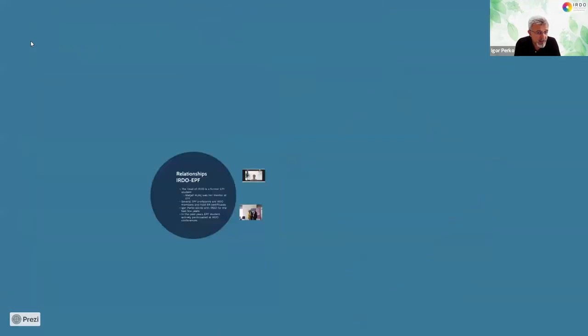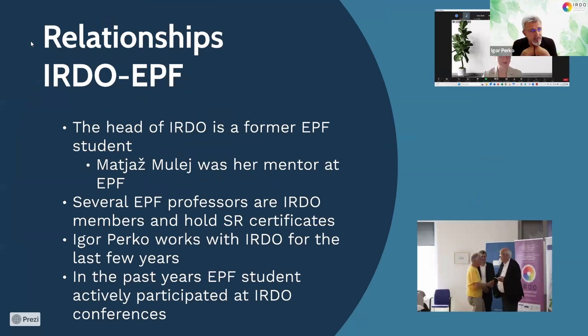Now, what's the relation? Are the relations actually necessary to conduct a project like that? I think they are. Okay. And when we examined, is there a relation between IRDO and the Faculty of Economics and Business? Well, the head of IRDO is a former student of ours. Matthias Schmule was her mentor. So she started to develop that 20 years ago under the guidance of one of our professors. So it's not something which is unrelated.